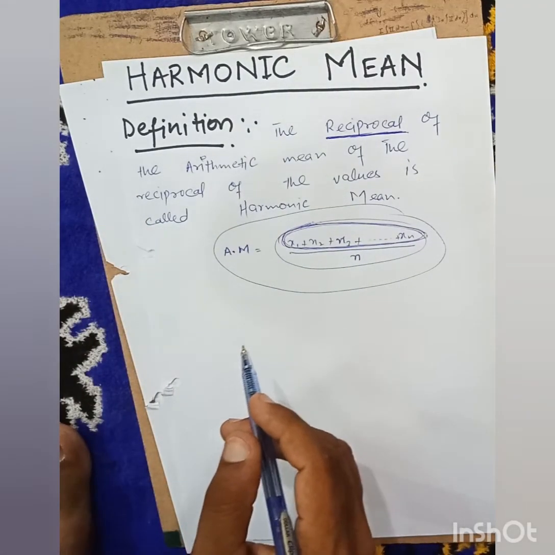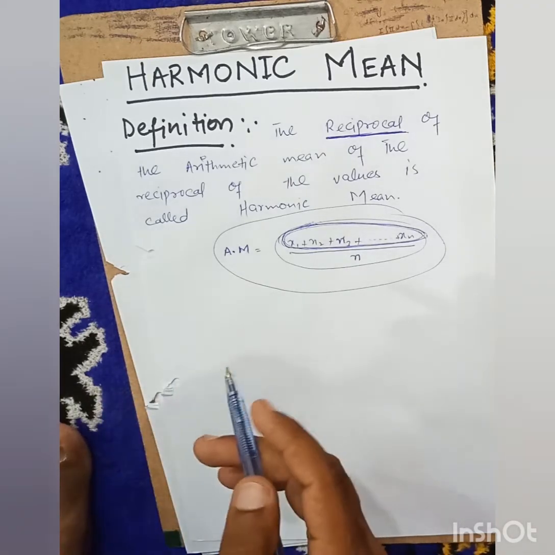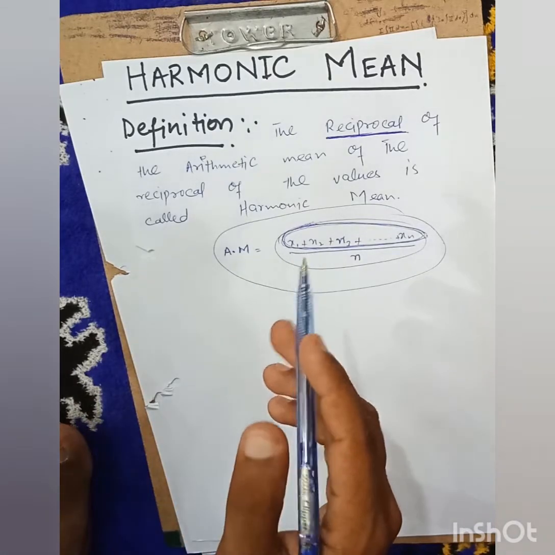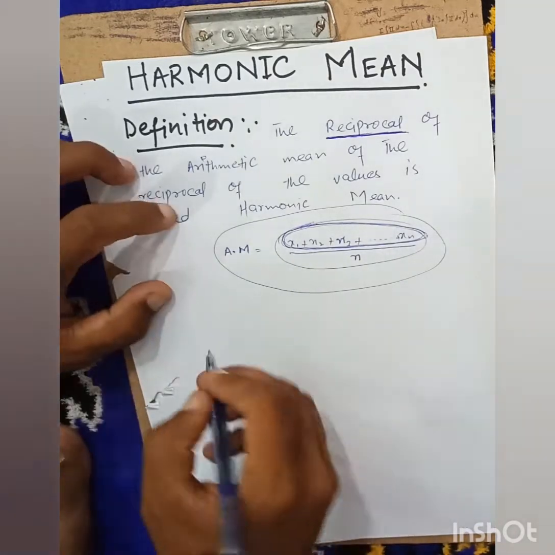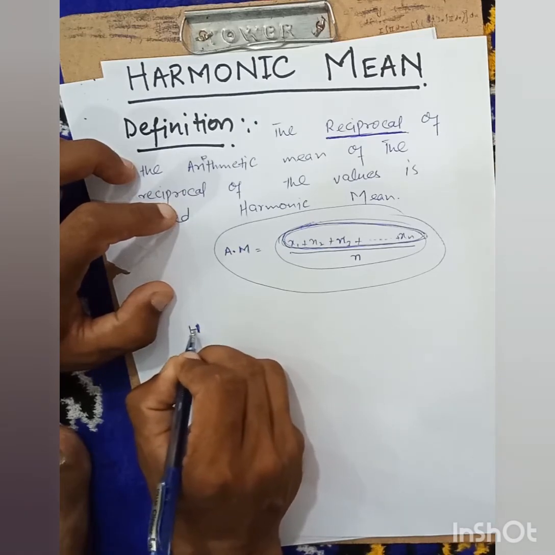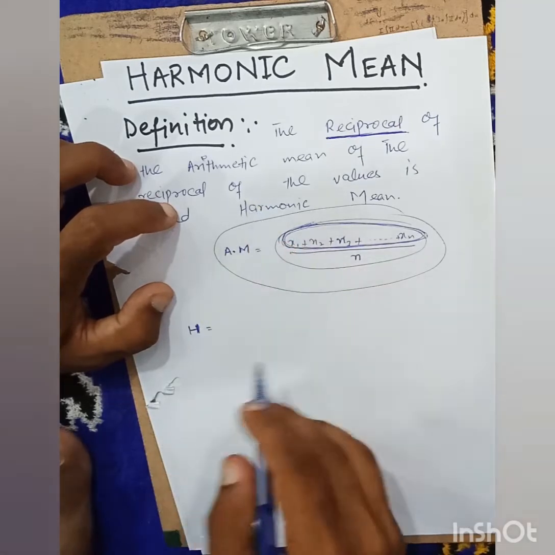Okay, you understand? You all understand? And the next thing is the notation of harmonic mean. We denote the harmonic mean by capital H, and we are going to write the formula of harmonic mean from the definition of harmonic mean.